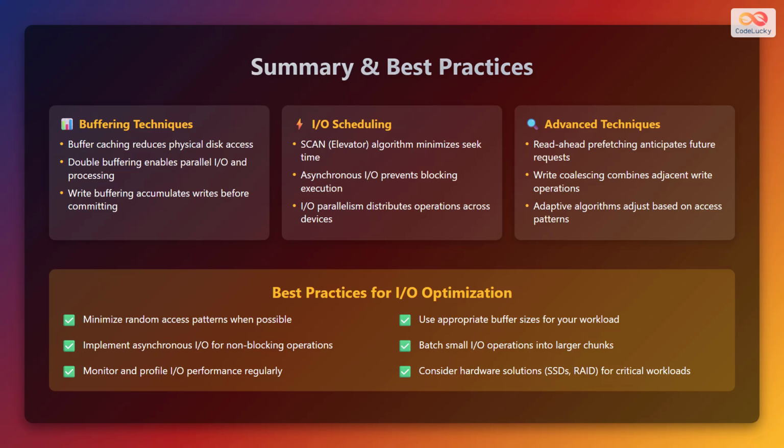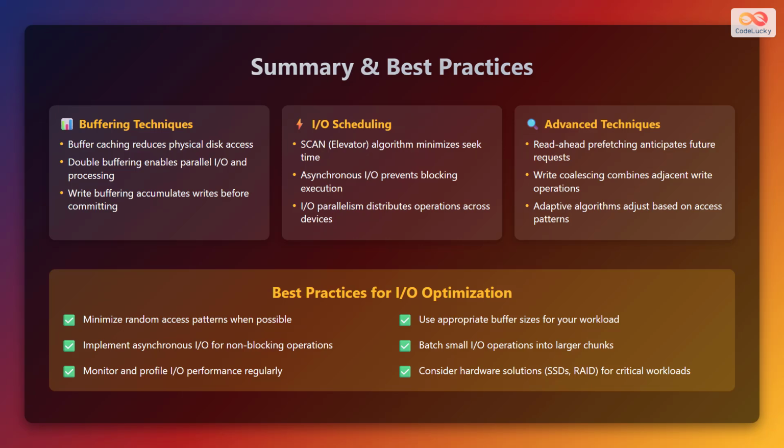To summarize, buffering techniques like buffer caching, double buffering, and write buffering are used. Input-output scheduling algorithms such as the scan or elevator algorithm minimize seek time. Asynchronous input-output prevents blocking execution, and input-output parallelism distributes operations across devices. Read-ahead prefetching anticipates future requests. Write coalescing combines adjacent write operations, and adaptive algorithms adjust based on access patterns.